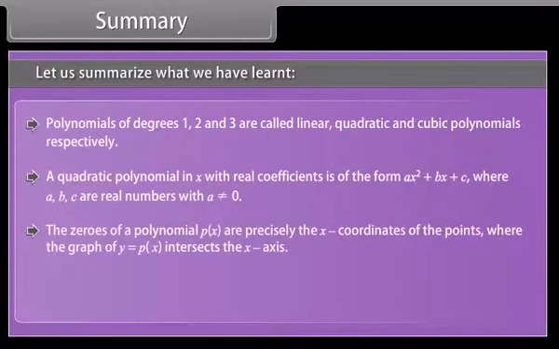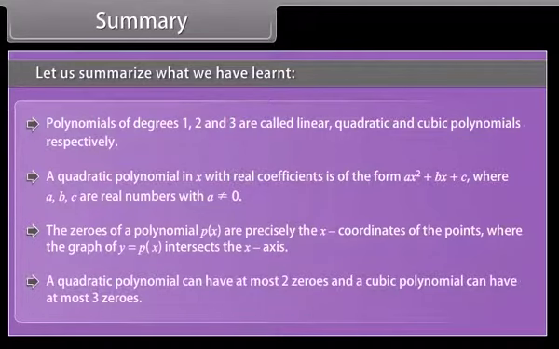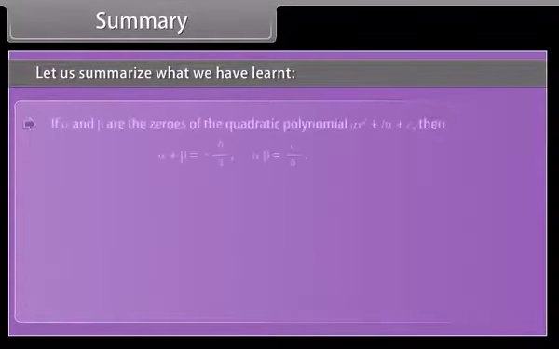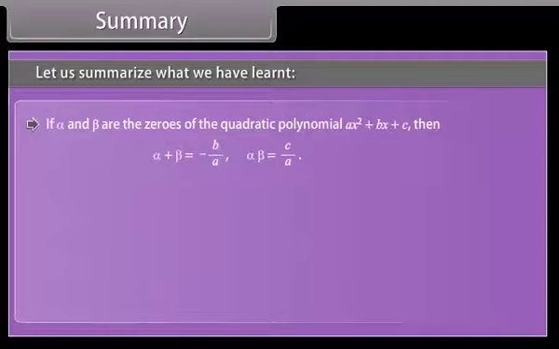The zeros of a polynomial p(x) are precisely the x-coordinates of the points where the graph of y equals p(x) intersects the x-axis. A quadratic polynomial can have at most 2 zeros, and a cubic polynomial can have at most 3 zeros. If alpha and beta are the zeros of the quadratic polynomial ax square plus bx plus c, then alpha plus beta is equal to minus b upon a. Alpha beta is equal to c upon a.